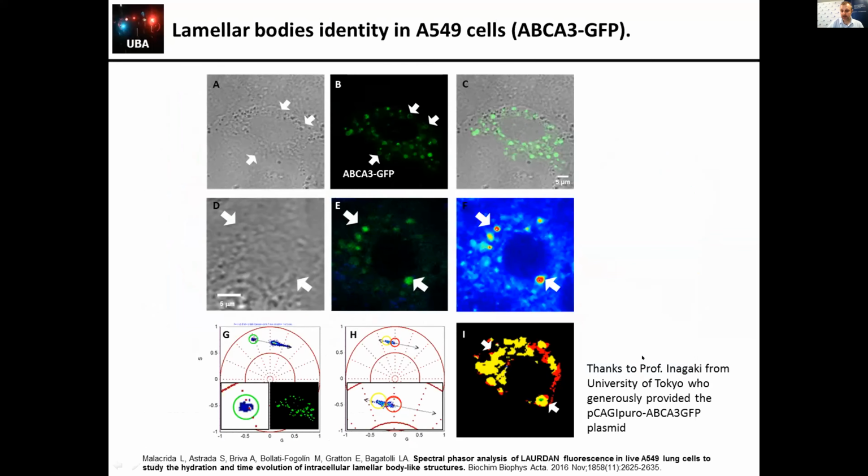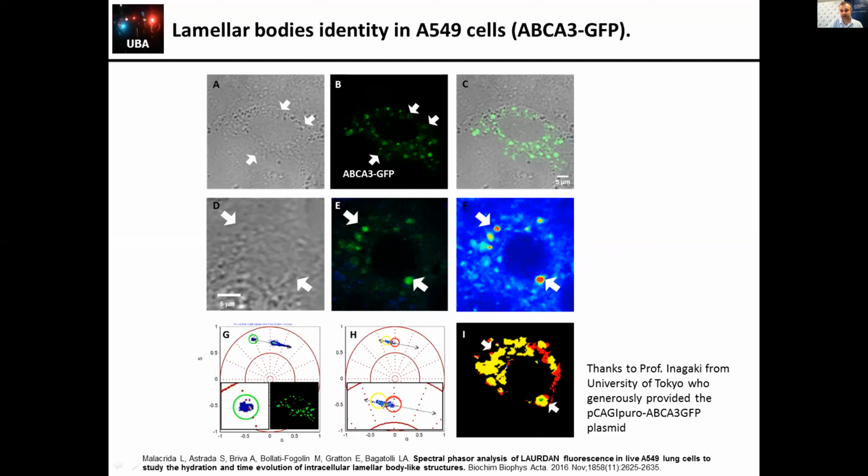So I got a plasmid with a molecular marker for the lamellar body. Unfortunately for me, it was green. And this is the linear combination of the Laurdan, and this is the position for the green fluorescent protein in the spectral phasor. If you place Laurdan plus green fluorescent protein in the lamellar bodies, you may see that these are the cursors with different linear combinations of green fluorescent protein and Laurdan, and these are the cells.